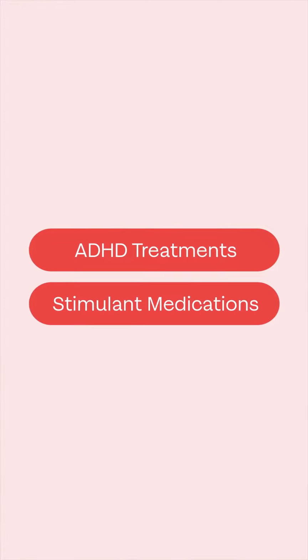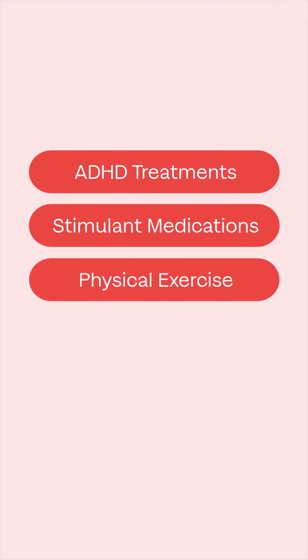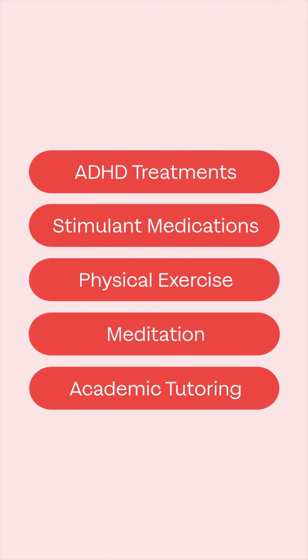So, what are the treatments for ADHD? Stimulant medications like Ritalin or Adderall are often used first. But why would you give a stimulant to someone who's already overstimulated? Well, these medications increase the amount of circulating dopamine so that the person doesn't have to keep doing the same activity to get the dopamine. Physical exercise, meditation, and academic tutoring are some really great non-medical treatments as well.